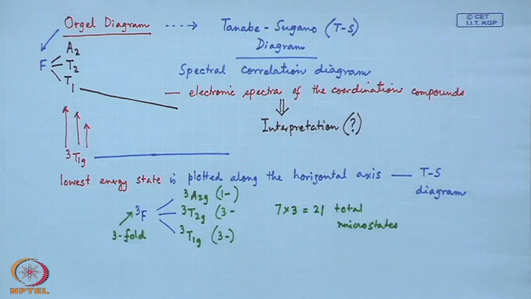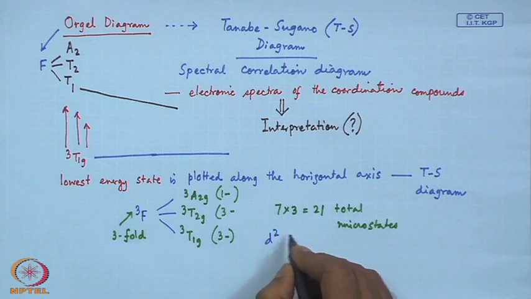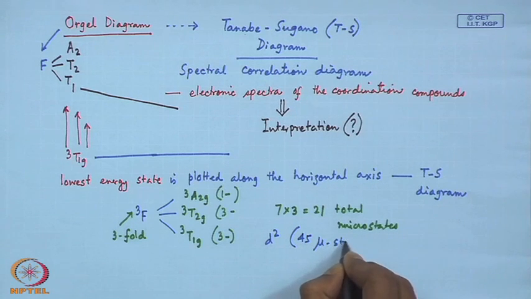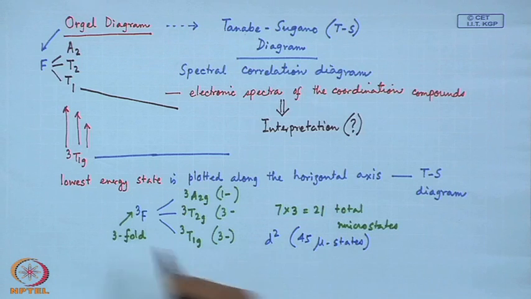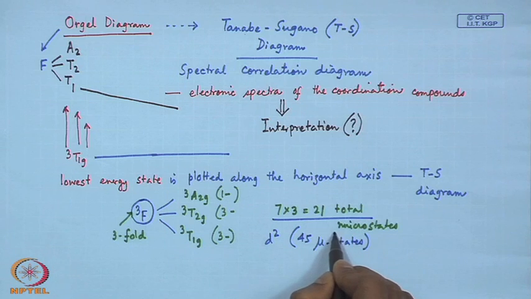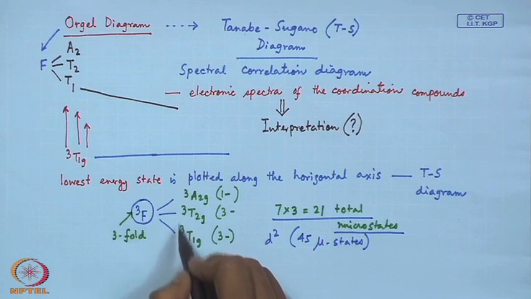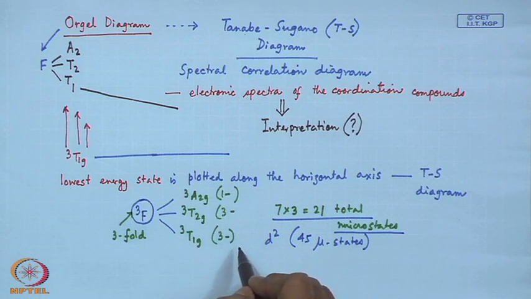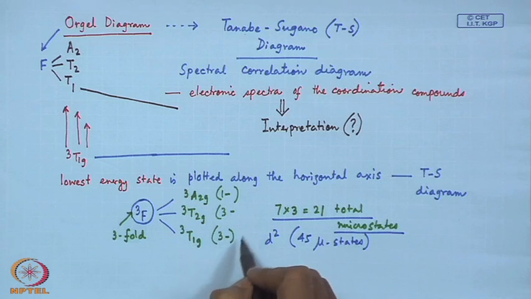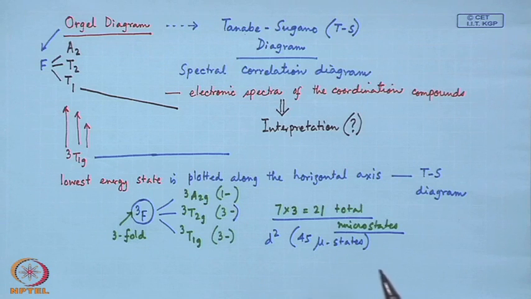So in d2 electronic configuration we have altogether 45 microstates. Only this particular term, the 3F term, can account for these 21 microstates, and we will be considering these microstates nicely for these transitions in this Tanabe-Sugano diagram, where we see that the triplet degenerate levels are most important for these transitions. So next day we will continue with this diagram for the actual transitions with those electronic spectra. Thank you very much.